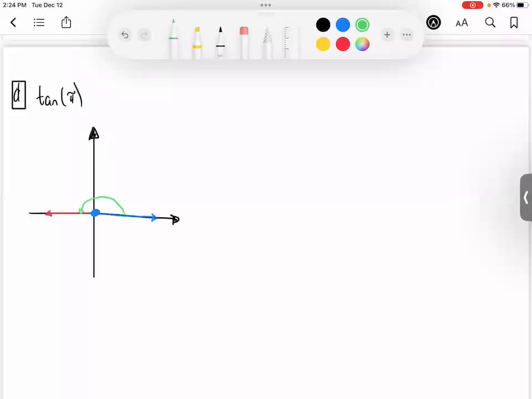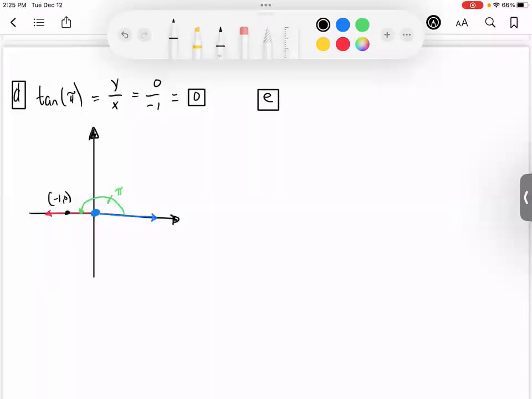So here is pi. Now, the ordered pair that's associated to pi was -1, 0. So if I do the formula for tangent, it's y over x. Y is 0, x is -1. 0 over -1 is now what? 0. So you get 0 as a solution. Okay, and let's do part E.